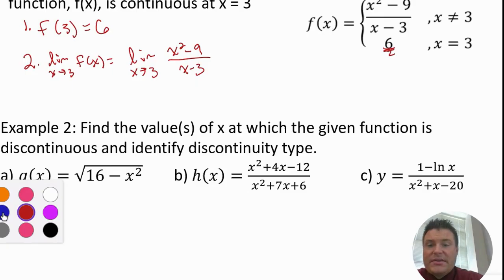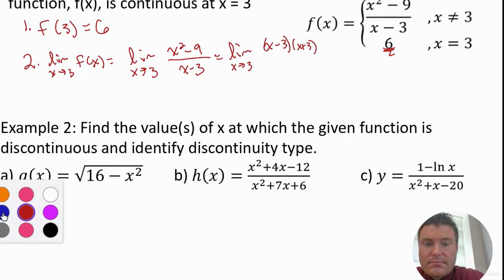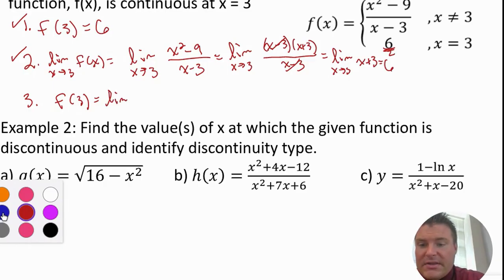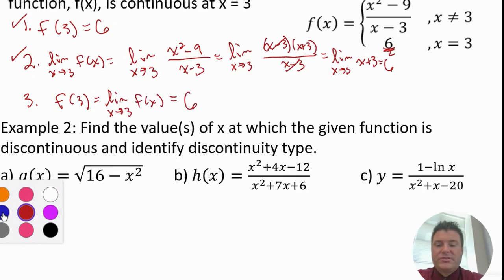If you notice, this does factor nicely: the top turns into x minus 3 times x plus 3. These cancel out, so I'm actually able to plug this in, and we get the limit as x approaches 3 of x plus 3, which does equal 6. So step 2 is good. Step 1 worked, step 2 worked, and step 3, f of 3, if you look at those two, does indeed equal the limit as x approaches 3 of f of x. You don't need this last part, but I'm just going to show you because it's going to be helpful to know that it equals 6.